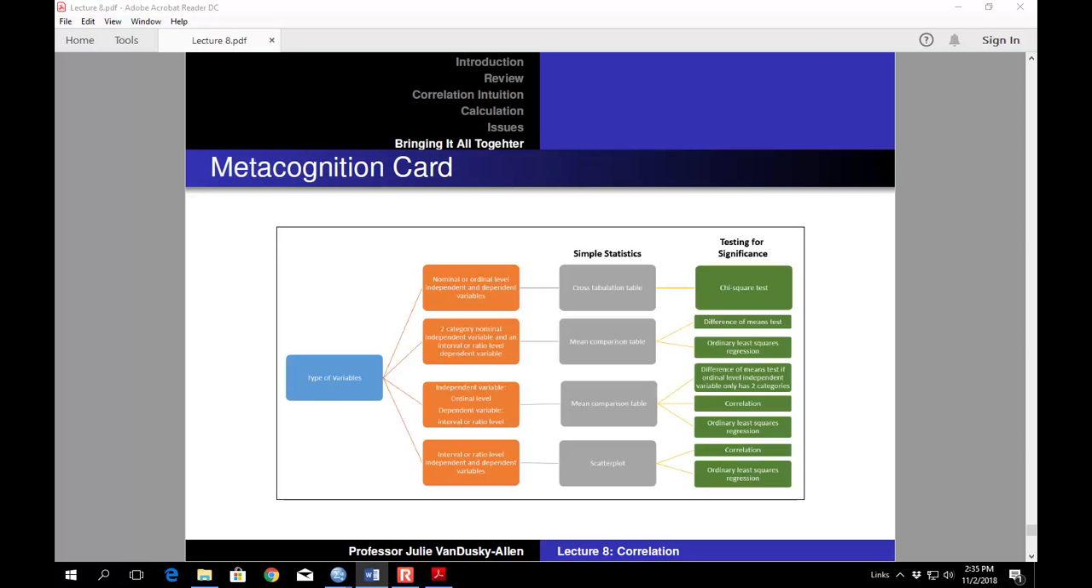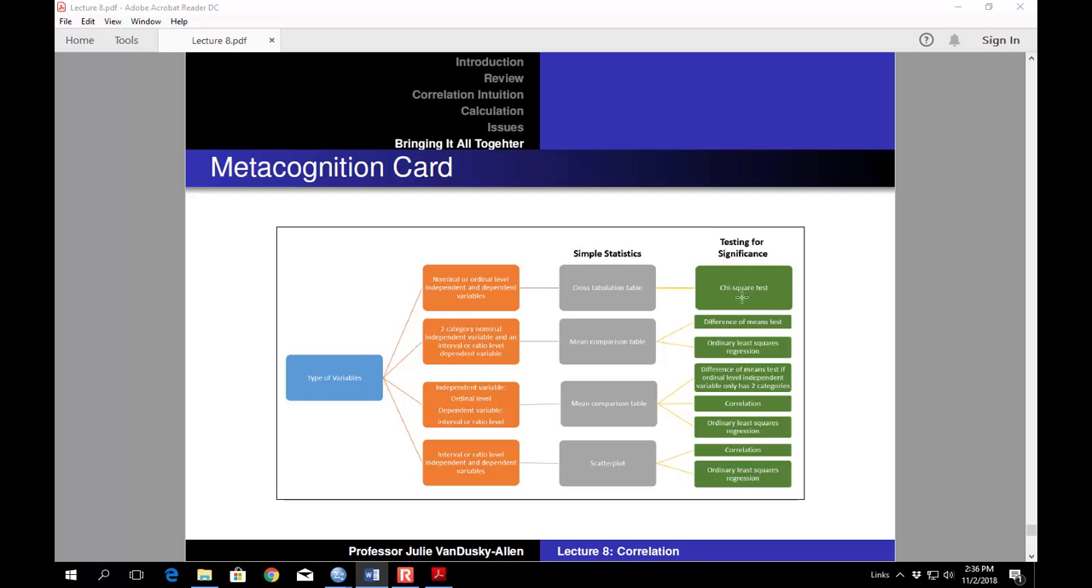Throughout this course, we discussed different methods to analyze the relationship between two variables. Here is a metacognition card that summarizes when we should use these different types of methods. If we have nominal or ordinal level independent and dependent variables, and we want to use simple statistics to analyze the relationship between these variables, we could use a cross-tabulation table. If we wanted to test if the independent variable has a statistically significant impact on the dependent variable, we could use a chi-square test.